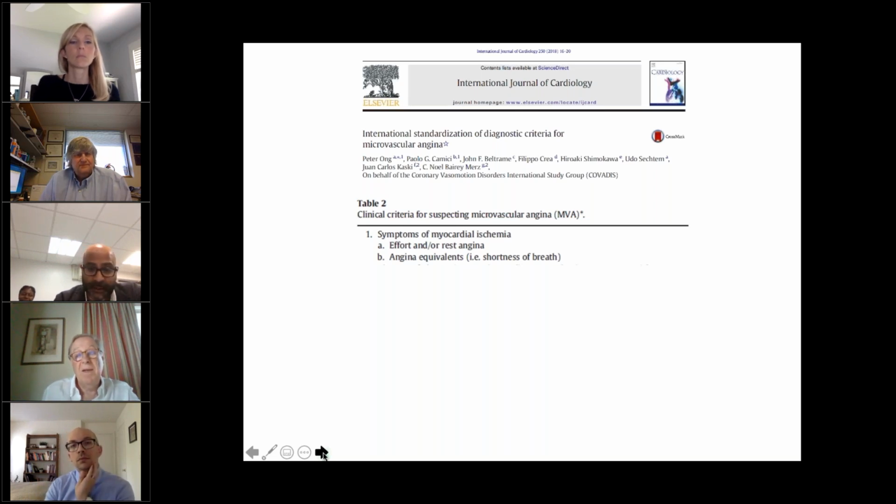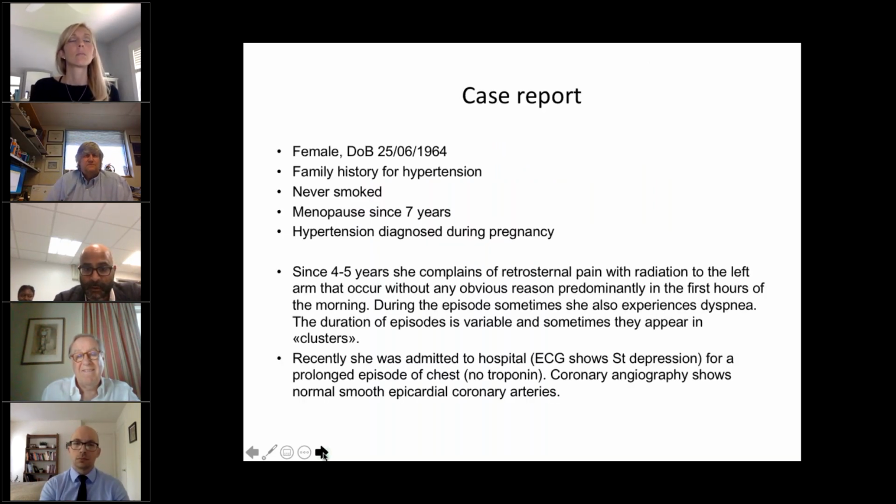Next slide. Now, let me show you a couple of examples so that you understand what I'm talking about. This is a case of a lady. When we saw her, she was 55. She had a family history of arterial hypertension. She had never smoked. She's been in menopause for 7 years, and she had hypertension that was first diagnosed during pregnancy.